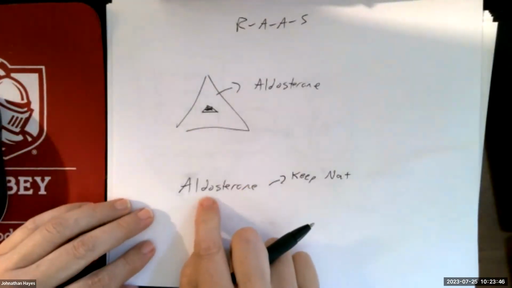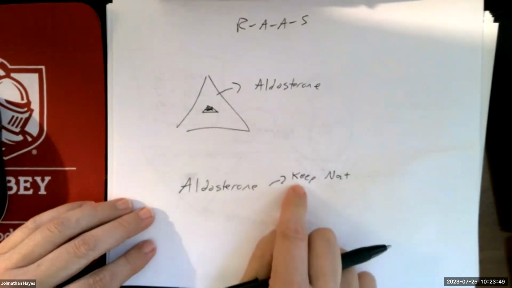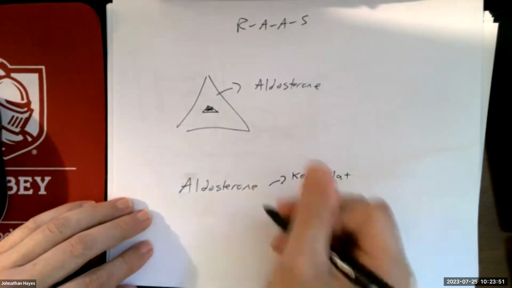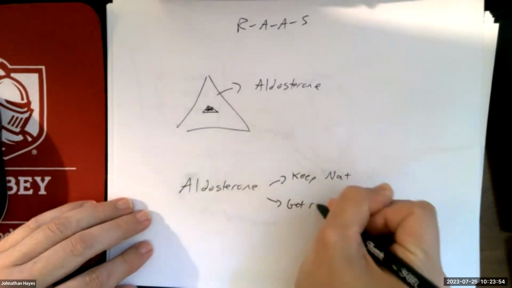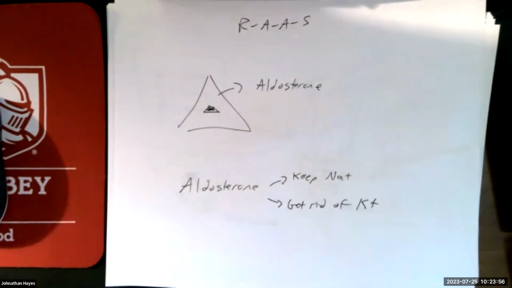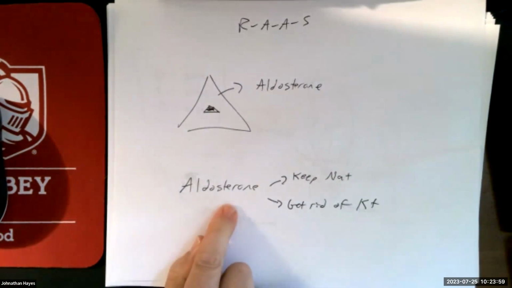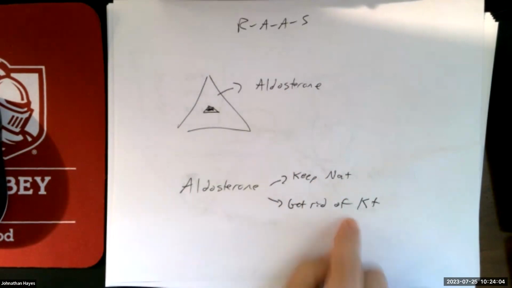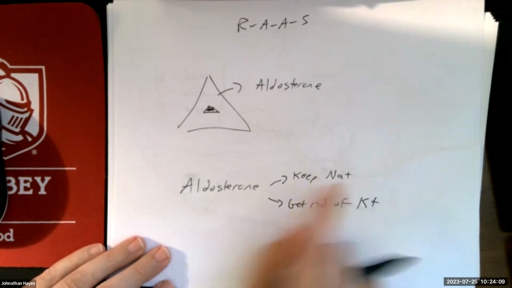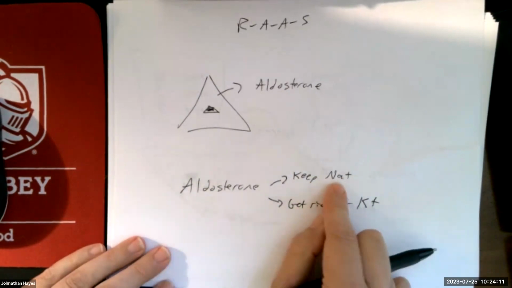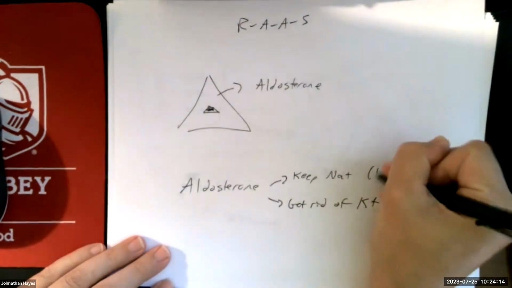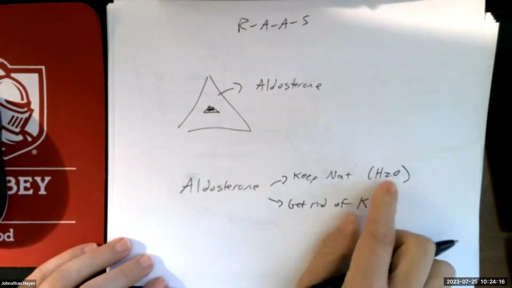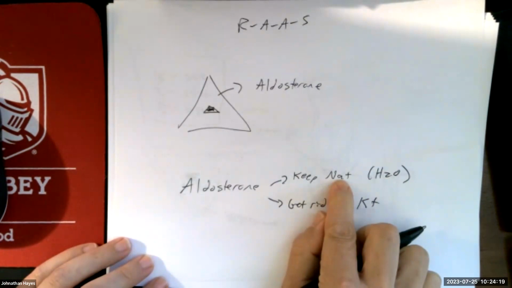So aldosterone increases tubular reabsorption of sodium, which means we're going to keep sodium. It also is going to increase tubular secretion of potassium, so it means we're going to get rid of potassium, okay? But that's in the presence of aldosterone. So the more aldosterone we have, the more we keep sodium, the more we get rid of potassium, right? And the reason we're trying to keep sodium in the presence of aldosterone is not only to control sodium levels, but also to hold on to water, because water is going to go wherever sodium goes, right?